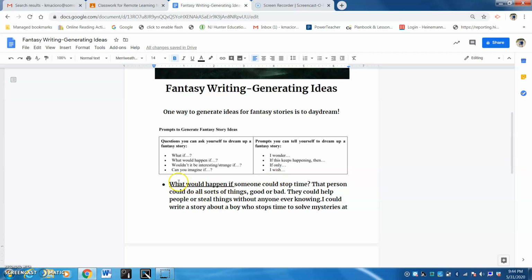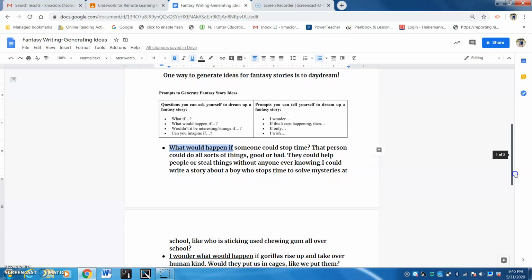The first prompt I use would be, what would happen if someone could stop time? I was thinking back to that movie, The House with the Clock in Its Walls, and I remember it having a lot of clocks in it, and I remember them being able to stop and manipulate time. So what if I wanted to write a story about a person who could stop time? That person could do all sorts of things. They could do good things or bad things. They could help people or steal things without anyone ever knowing. I could write a story about a boy who stops time to solve mysteries at school, such as who's been sticking all the used chewing gum all over the school.